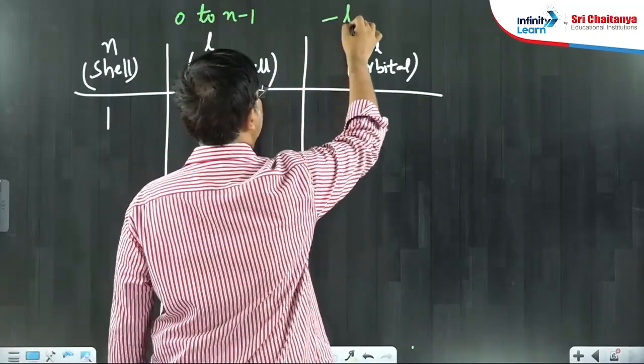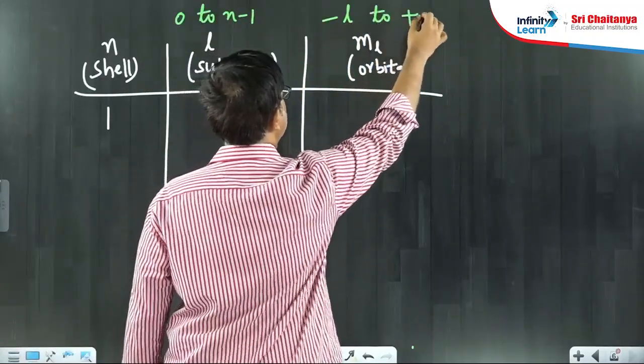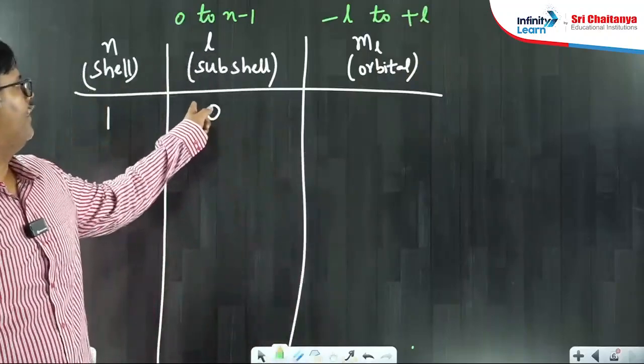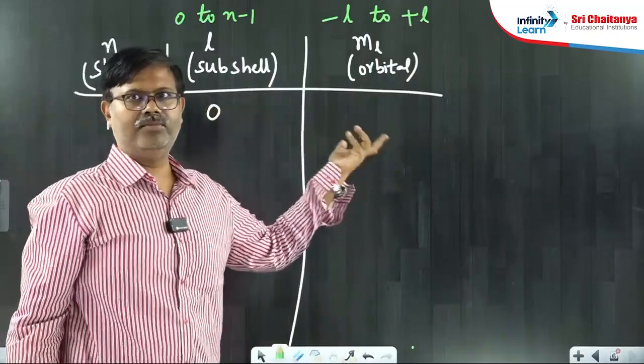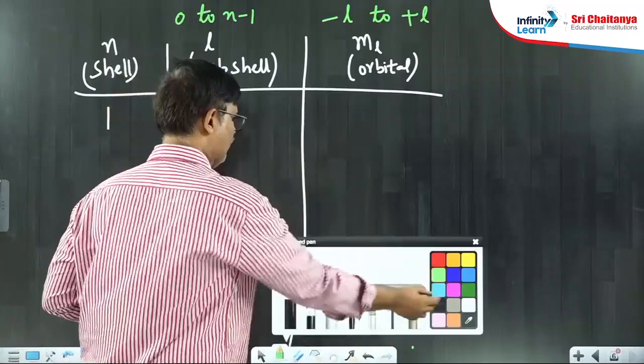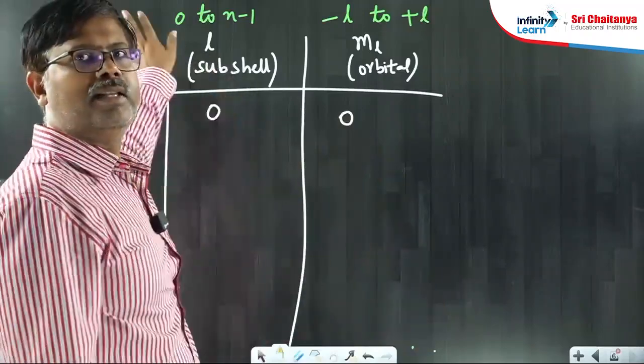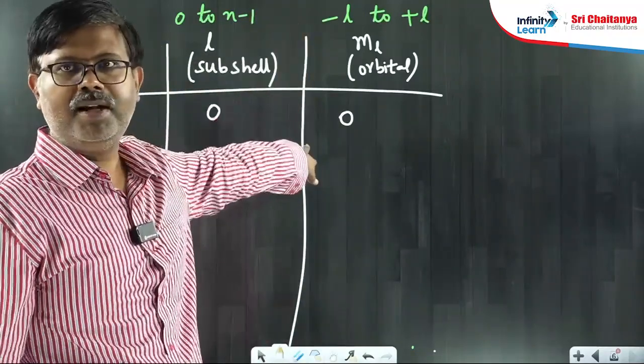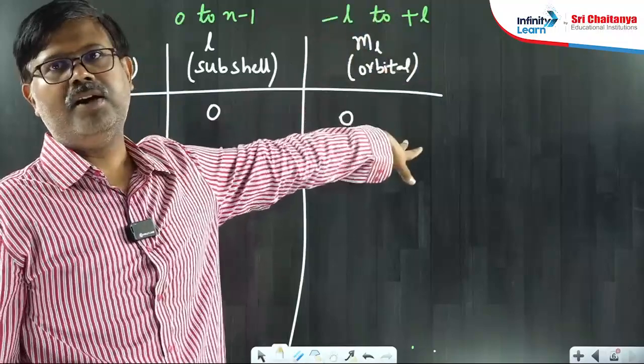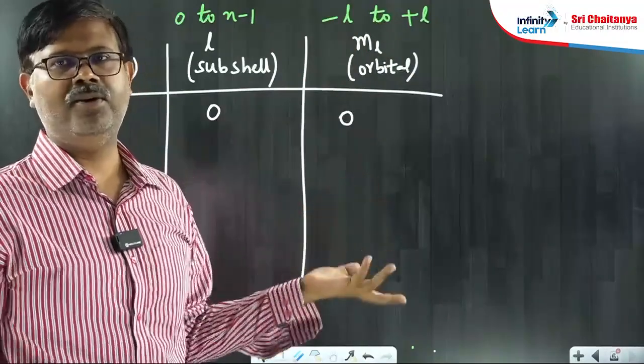ML value starts from minus L, ends with plus L. So minus 0 to plus 0. That means only 0. So in the city number 1, there will be only one street, and in that street only one house will be there. What a lonely house it is.